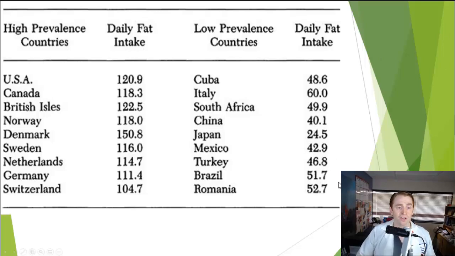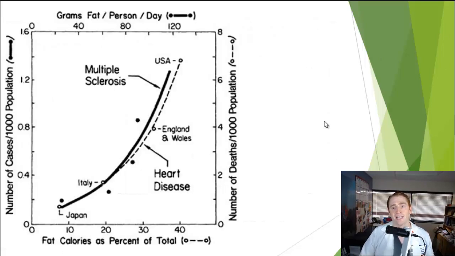Furthermore, although we think of multiple sclerosis as an autoimmune disease, sort of distinct from other Western diseases like diabetes and hypertension, it seems that there's a correlation between the rate of multiple sclerosis and other diseases from an epidemiologic standpoint. For instance, heart disease, this is a logarithmic regression curve looking at the rate of heart disease and multiple sclerosis in different countries and the fat calories as a percentage of total calories, and you can see they match up almost exactly. Countries that have a lot of heart disease, that have a lot of fat consumption, also have high rates of multiple sclerosis.